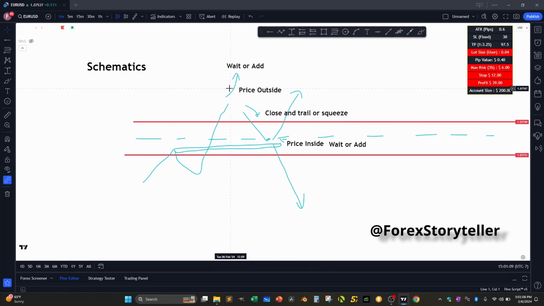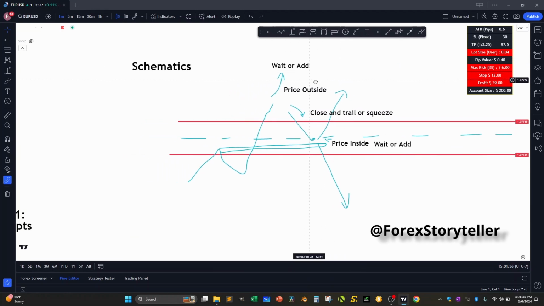So price outside, price going up, you can either wait or add. If it's going to reverse, you can close and trail, or you can actually add more shorts and trail. That would be doing the same thing. And then if you have the price inside, you can either wait for it to go back outside, or you can add more positions in for whichever way you think it's going to go. Just make sure you add in an additional hedge protection if that's the style you're choosing to use.